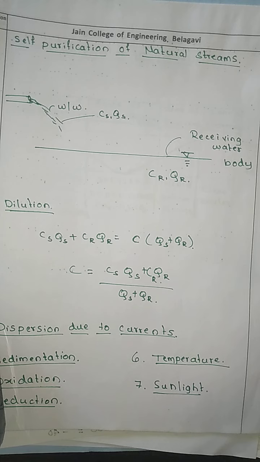In tomorrow's class, we are going to discuss what are the zones of pollution, and what are the factors which affect the self purification of stream. These are the two things that we are going to discuss in the next class.